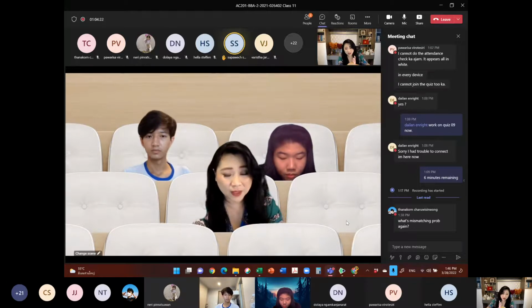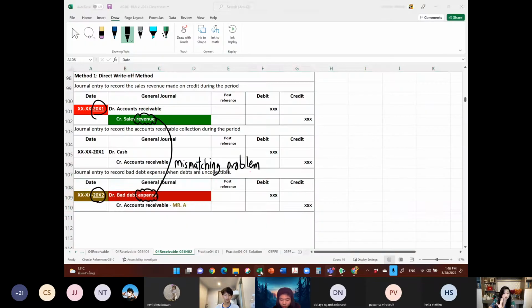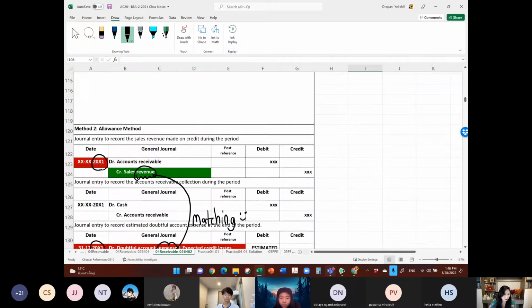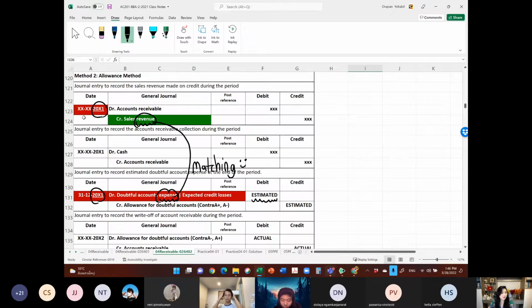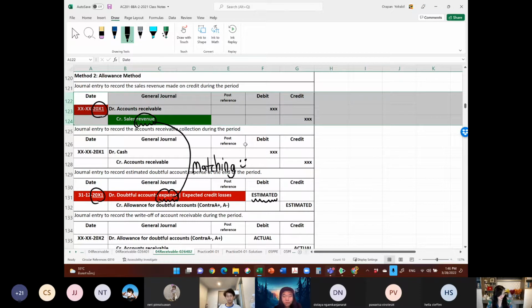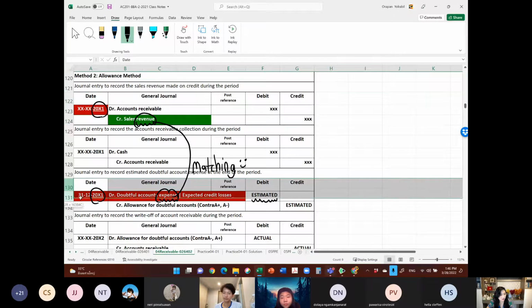Now, if you look at the second method, which is the one that we will be using for accounting, when do you record the revenue? In the same year. Which year is it? 2000X1. All right. And then later on, at the end of the year, what did you do? We also record the expense. How to record the expense? Do you know the actual number at the end of that year one? Do you know that Mr. A will go bankrupt next year?